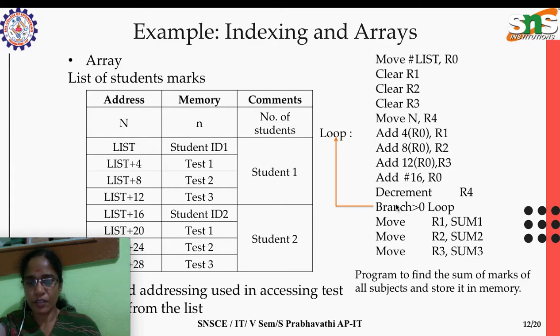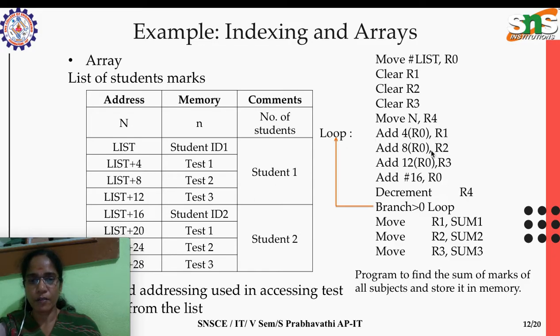Then we check whether the condition is satisfied or not. Yes, R4 is not 0, so it will loop back here. R0 is now list plus 16. Now we add 4, so list plus 16 plus 4 goes to list plus 20. In R1 we already have the test 1 value, and this content gives the second student's test 1 value. So add these two values and store the result in R1.